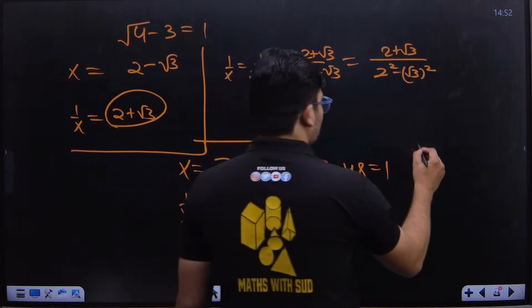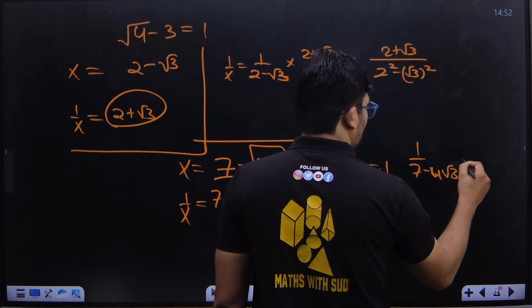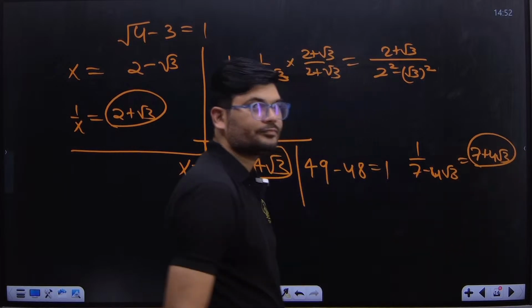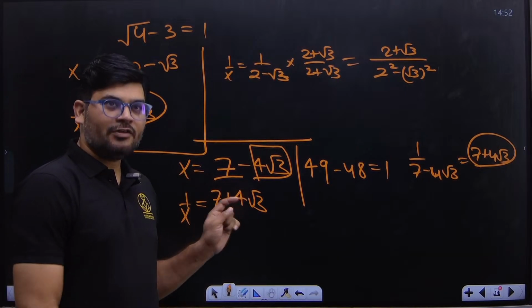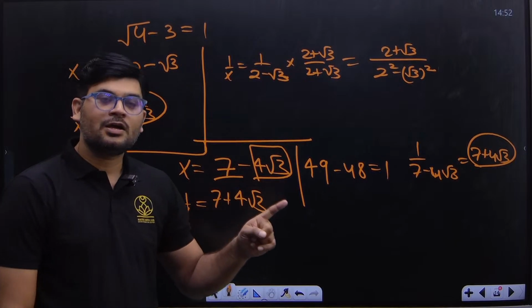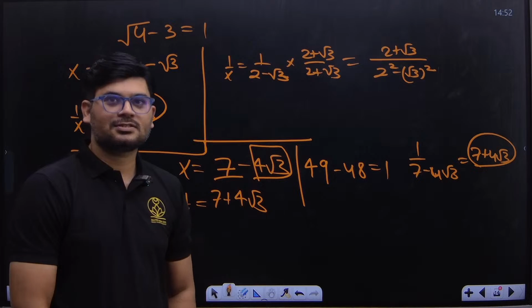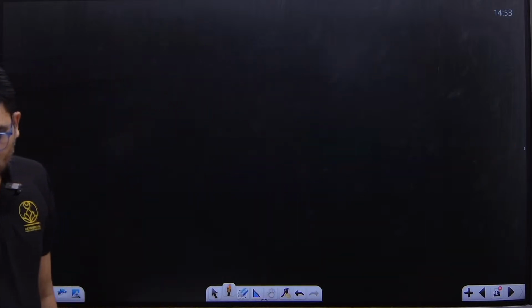If somebody asks you what is 1 upon 7 minus 4 root 3, the answer will be 7 plus 4 root 3. The reciprocal of a number, in which the difference between the squares of the two numbers is 1, is the conjugate of that number. That's how important this is. Okay. Now, look now.